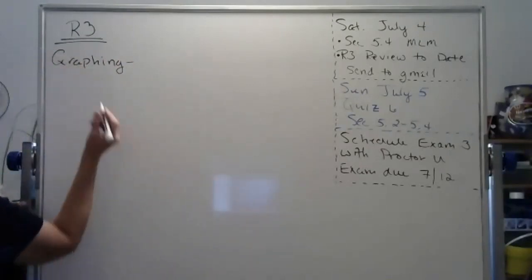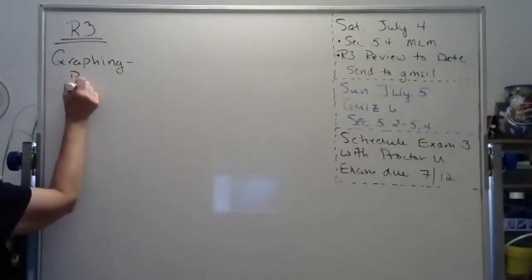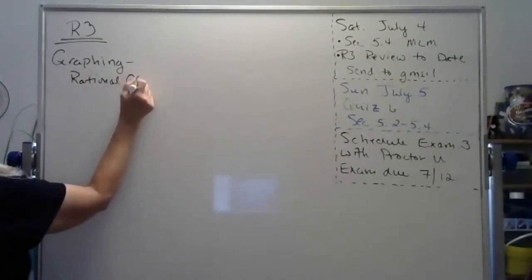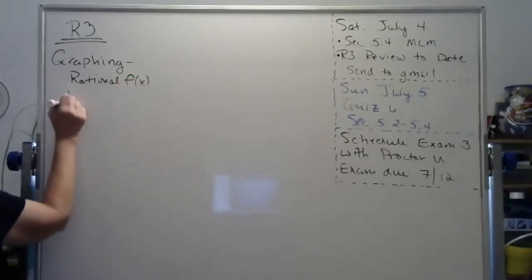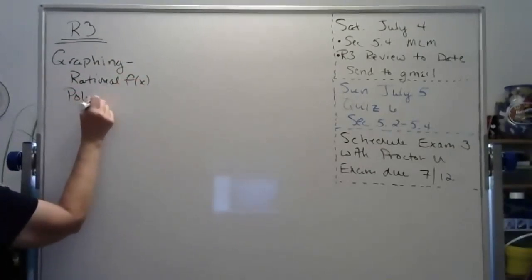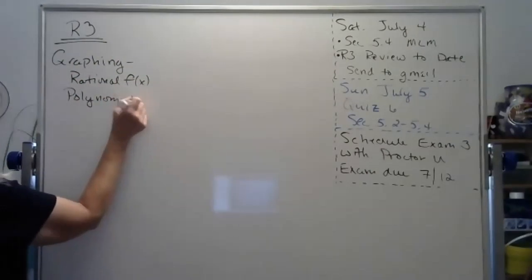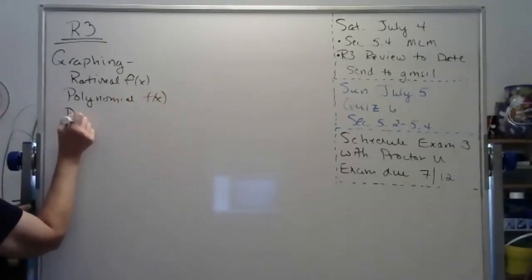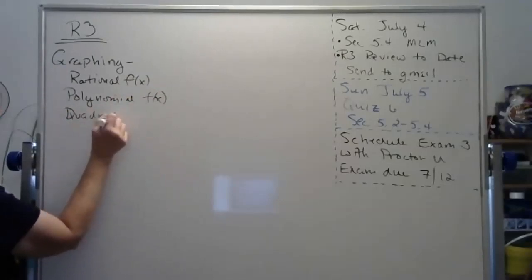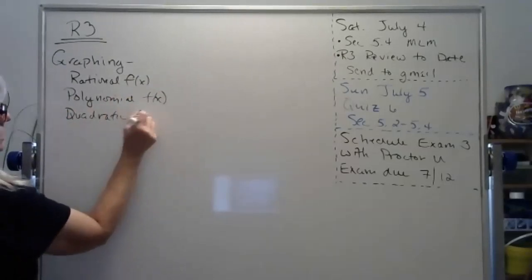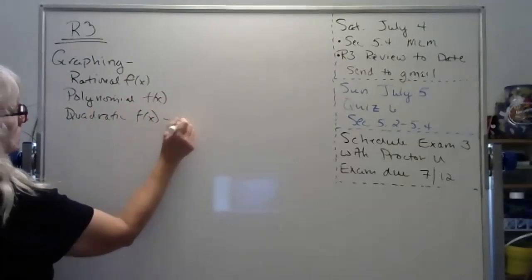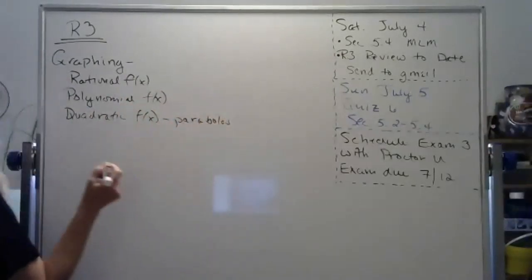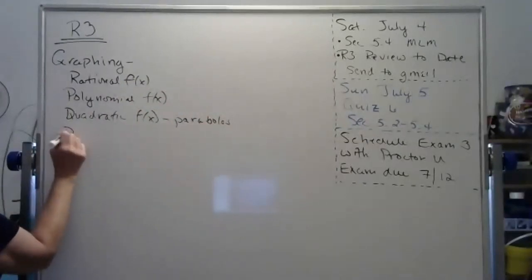We just recently finished graphing rational functions, the rational f of x. We did polynomial functions. Those were nice, smooth, continuous curves. We did quadratic functions. And if you remember, those guys are our parabolas. We can give them a name. We also did piecewise functions.